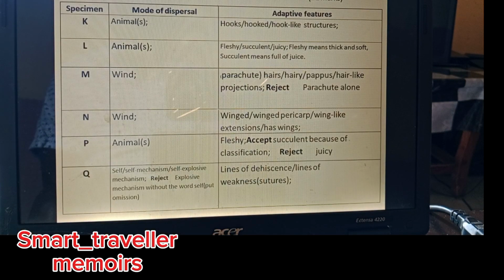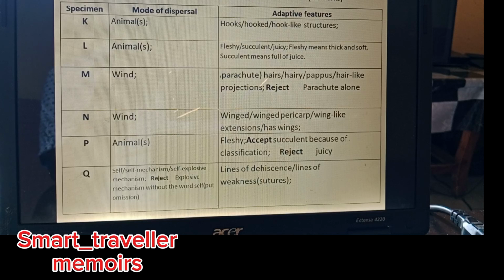In the table below, name the mode of dispersal and the features that adapt the specimens to that mode of dispersal. For K, animal, it has hooks, or it is hooked, or it has hooked-like structures. For L, animals, mode of dispersal, because it is fleshy, or it is succulent, or it is juicy. Fleshy means thick and soft. Please note that. Succulent means full of juice.